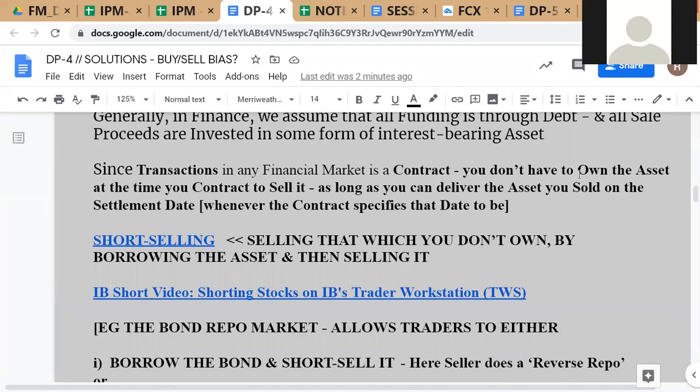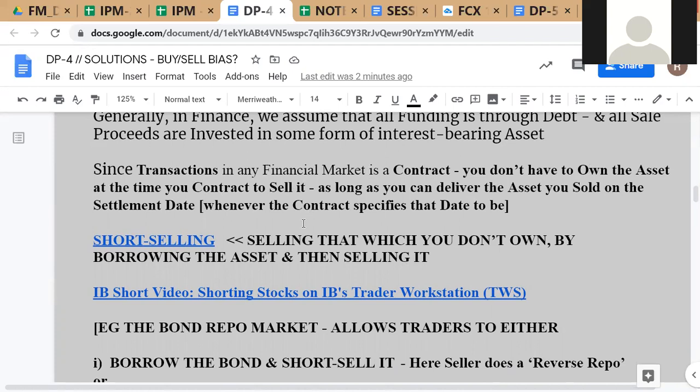And you don't have to own the asset that you're contracting to sell. This is the idea here of short selling. Another thing that you'll come to know when you do your preliminary readings is the distinction between the transaction date and the settlement date.